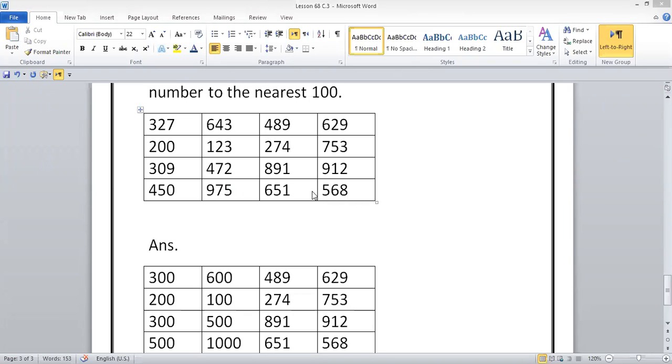Good. All right, guys. Now the next number is 489. Can you tell me 489 rounded to the nearest 100? 500.